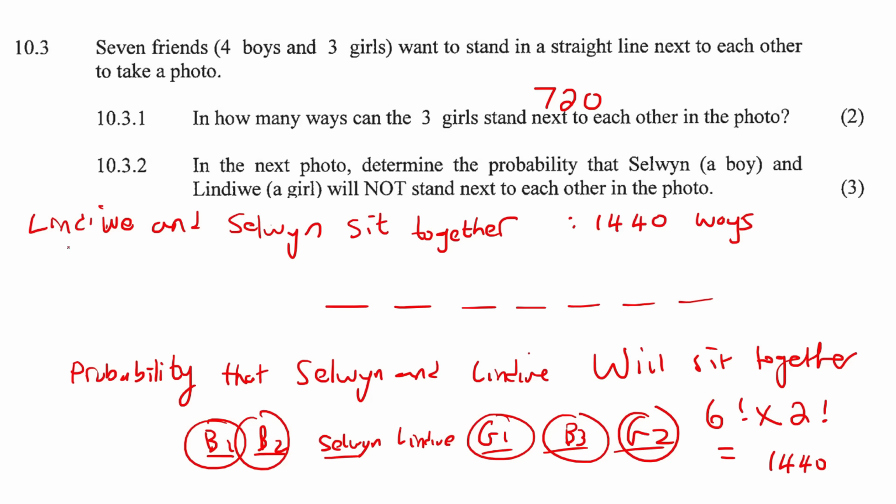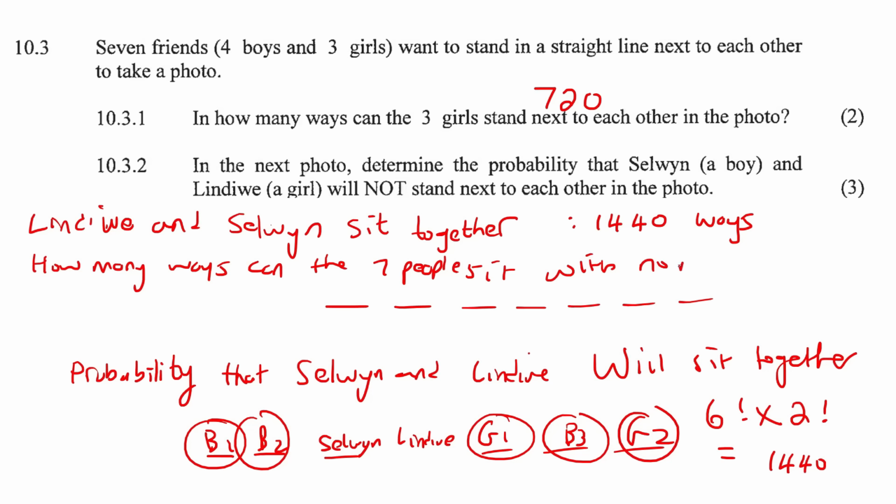Then, what was I going to say? How many ways can the 7 people sit? And this is with no restriction. So anyone can sit next to anyone. Well, that's where we said 7 factorial. Did we even work that out? 7 factorial, which is 5,040.